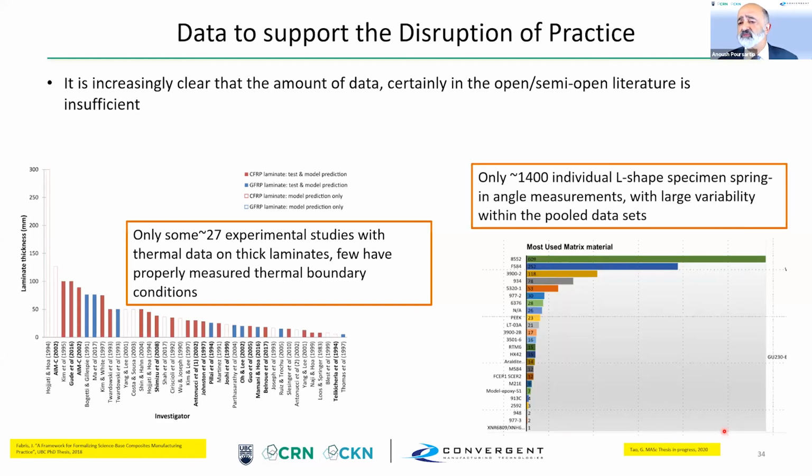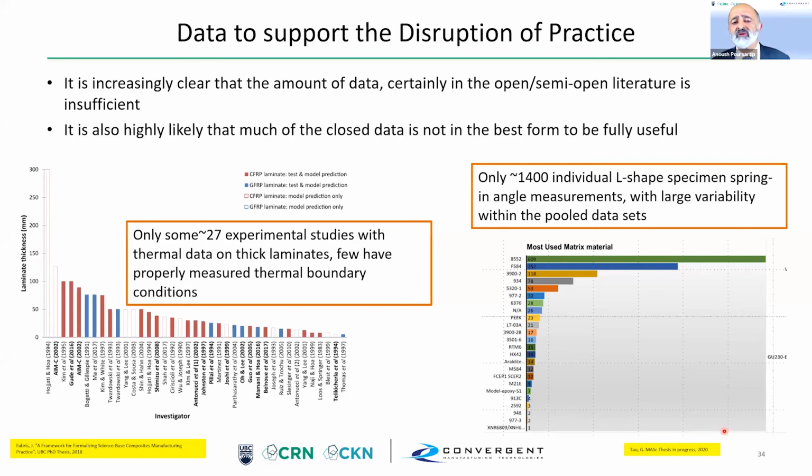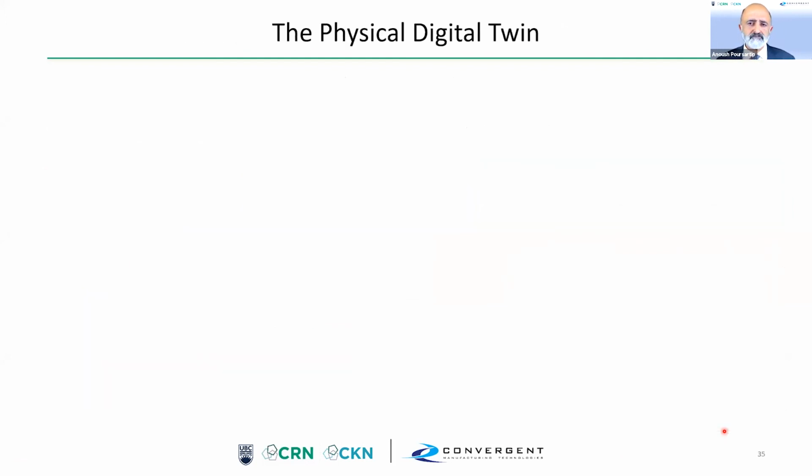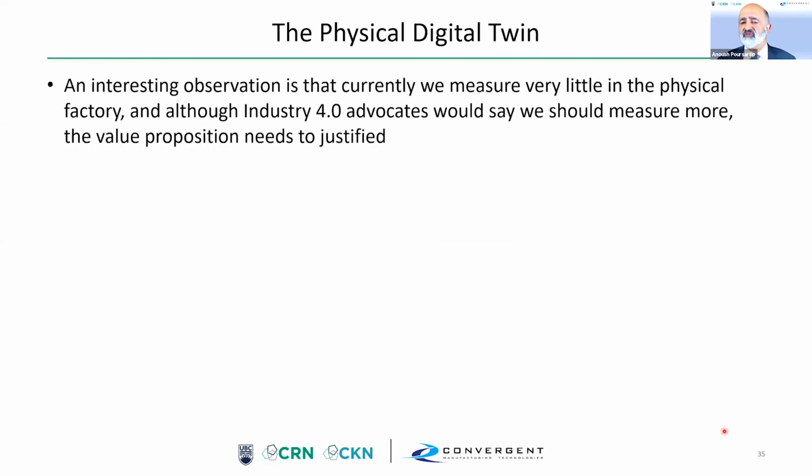If we look at spring-in data for process-induced deformation predictions, we've been able to find about 1,400 individual specimen measurements. And here, again, if we're off by a factor of 2, we may have 3,000 measurements. So again, not enough. Now, we know that there's a lot of data behind closed doors, but that's likely not of the best form to be fully useful either. So we really need to focus on the physical digital twin going forward.